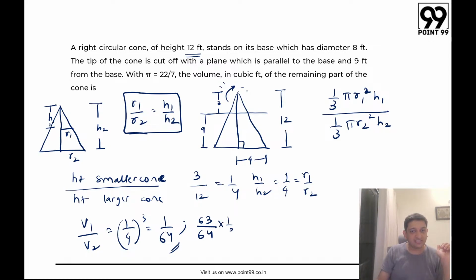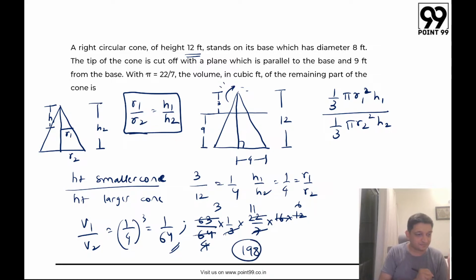So 63/64 into 1/3 pi, we are supposed to take it as 22/7 into r square. What was the radius of the original cone? 4 square, 16. What was the height of the original cone? 12. Now we just have to simplify. So you will get 7 3s are 21, 3s are 63, and you will get 16 4s are 64, 4 11s are 44, 2 11s are 22, and 2 6s are 12. So you will get 11 6 are 66 into 3 is 198. So Argodipto, yes, the answer that you submitted is right. 198 will be the answer to this question.